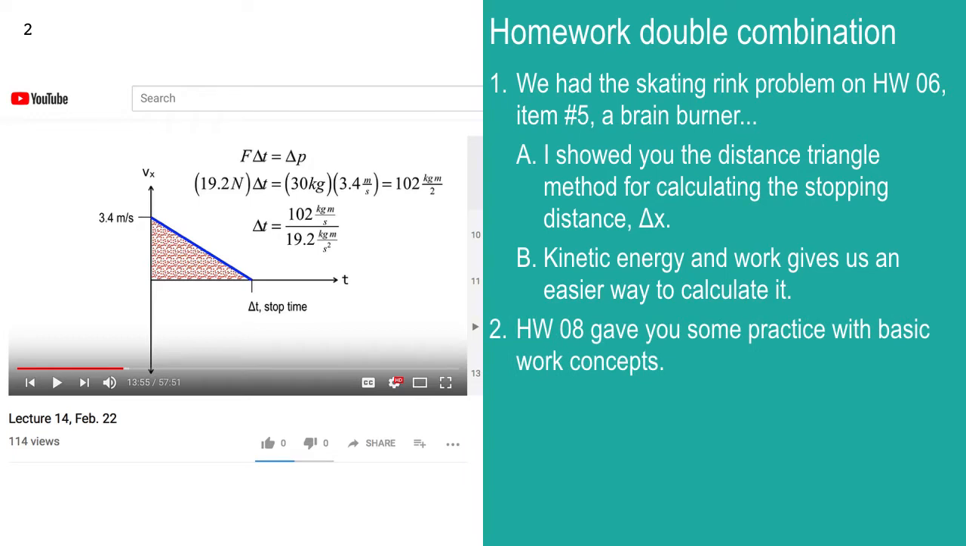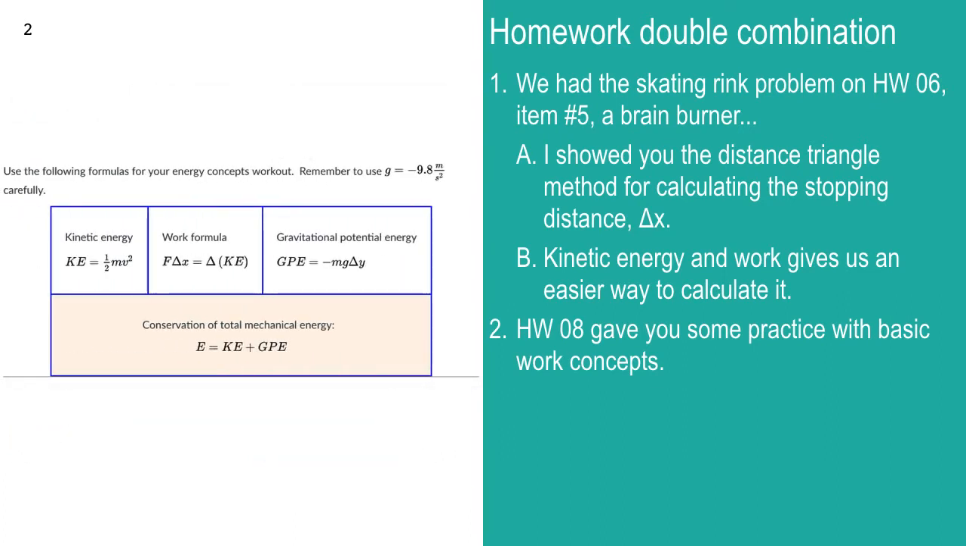Now, homework 8, I gave you some practice with basic work concepts. I had you calculate the kinetic energy of Brett Favre and C.C. Sabathia. And it's amazing, Brett Favre has a lot more kinetic energy on his heater. I don't even want to think about what he would do if he was a baseball pitcher. He'd be the Chuck Norris of Major League Baseball.